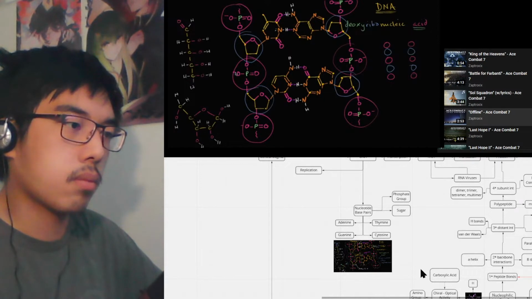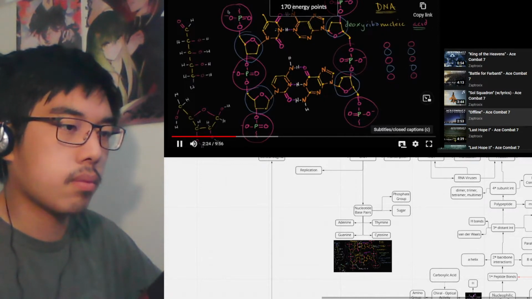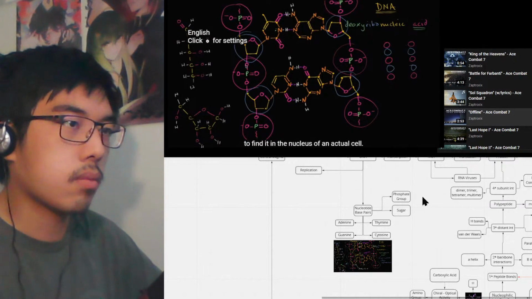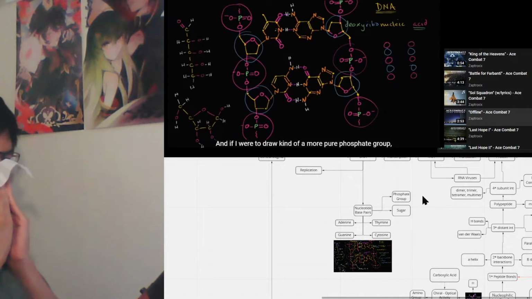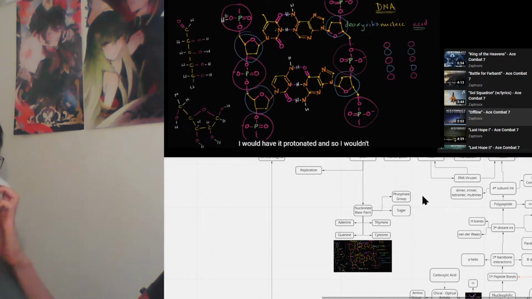Now, the reason why we tend to draw them deprotonated is they're so acidic that if you put them in a neutral solution, they're going to be deprotonated. So this is the form that you're more likely to find in the nucleus of an actual cell. But in general, phosphate groups are considered acidic. If I were to draw a more pure phosphate group, as I talked about in the last video, I would have it protonated, and so I wouldn't draw that negative charge like that. So that's just a review of last time.